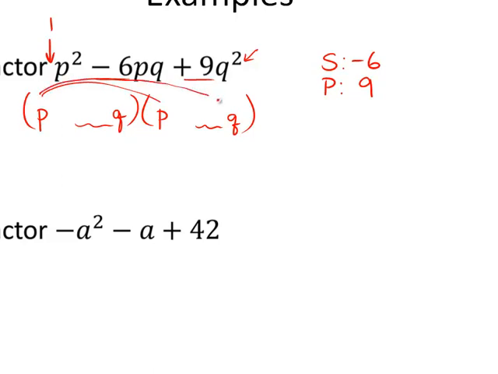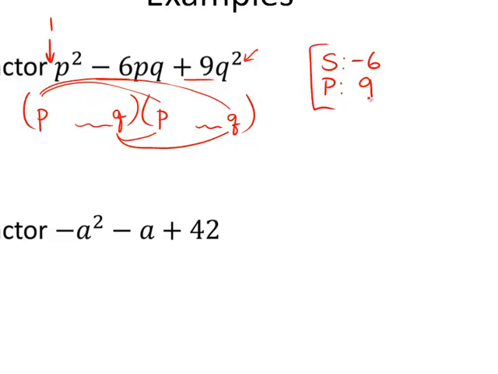The next ones, you'll get something times pq. Great. And then something times pq. Great. So the middle term will end up being a pq, and the last term will be a q squared term. So now let's just find these numbers that are going to work for us.